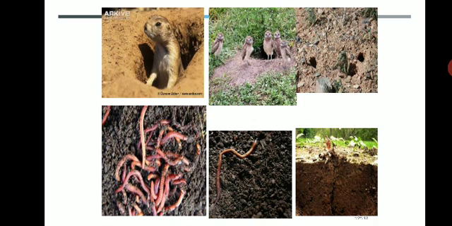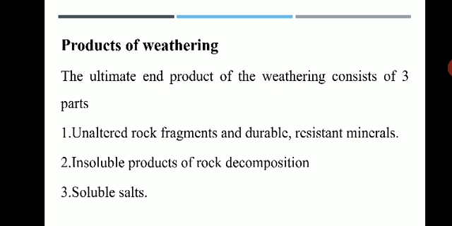And even human beings are also responsible for weathering directly or indirectly. Like we perform various activities like mining, tunneling, road cutting, coring, and other activities which help the process of disintegration. So this is how man is also responsible for weathering. So these are the different processes which are involved in the physical and chemical weathering.